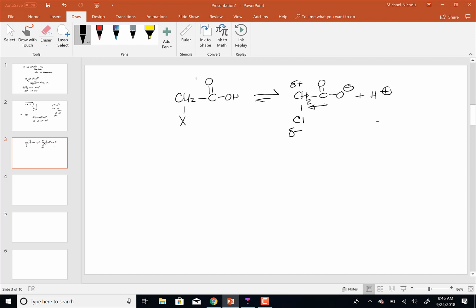So I want to reduce the negative charge. Better term, I want to spread out the negative charge. I want to delocalize it. And the more I can do that, the more stable the conjugate base will be. Okay. Does that make sense to everybody?